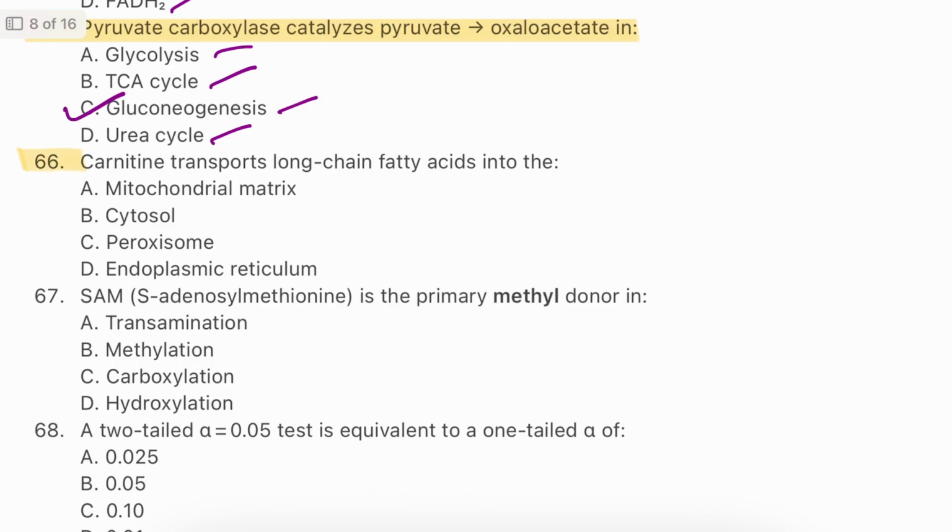Question number 66. Carnitine transports long-chain fatty acids into mitochondrial matrix, cytosol, peroxisome, endoplasmic reticulum. The answer is A. Mitochondrial matrix. Carnitine transports long-chain fatty acids into mitochondria for beta oxidation.